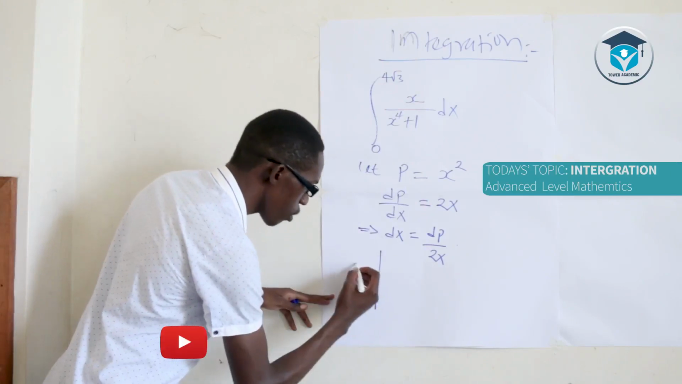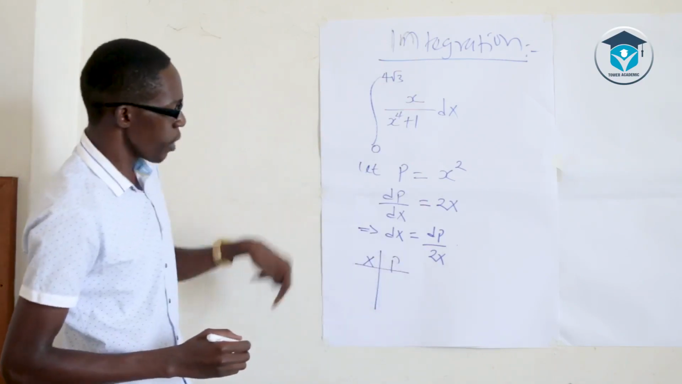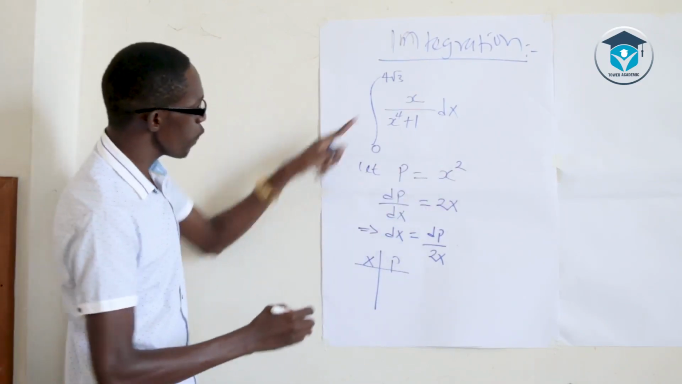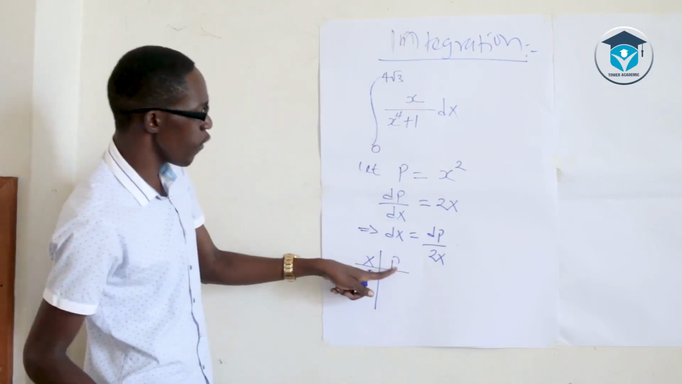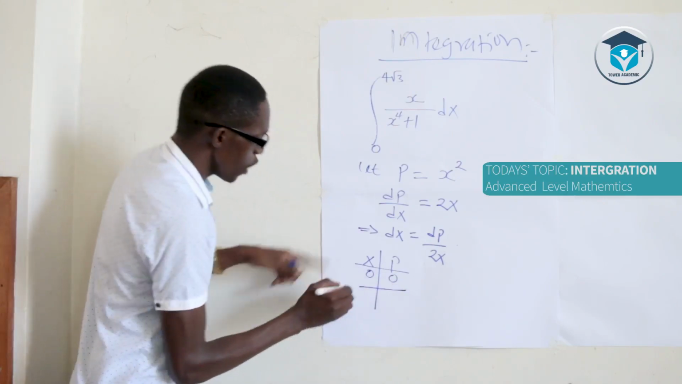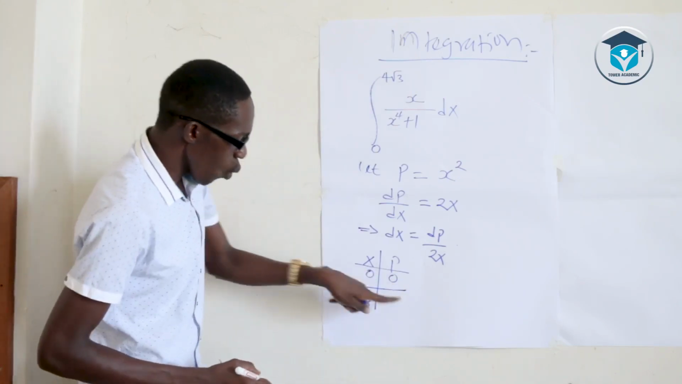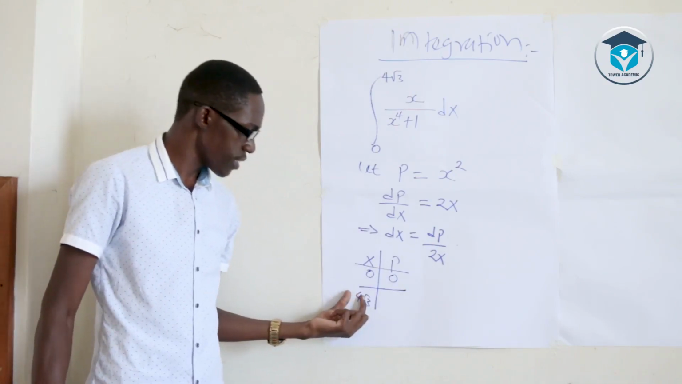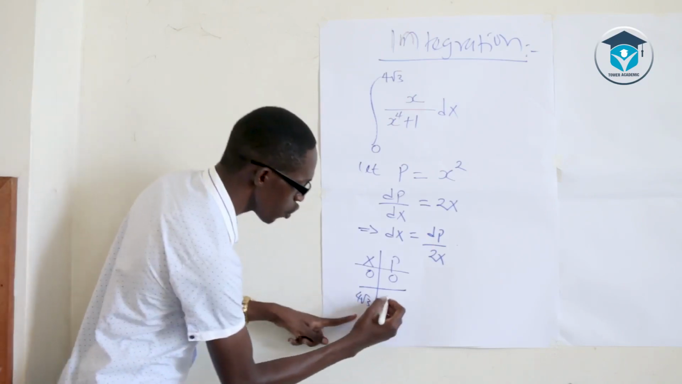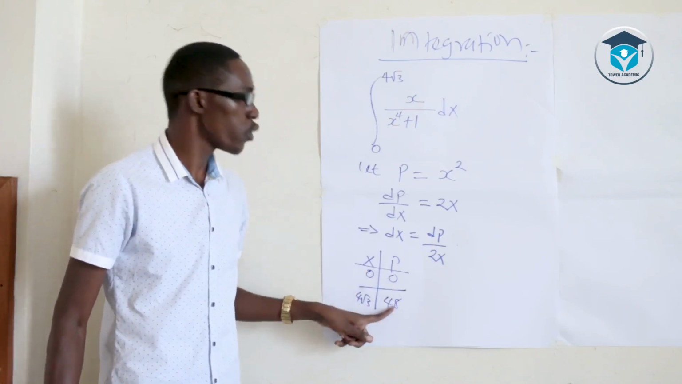We draw a simple table. This side we put x, then this side we put p. We remember our p as a formula is x squared. If my x is 0, what becomes the value of p? When I square 0, I also get 0. Then, if my x is 4 root of 3 and I square it, what do we get? When you square 4, you get 16, and when you square root of 3, you get 3. So 3 times 16, you get 48. So the limits are no longer 0 to 4 root of 3, but now 0 to 48.